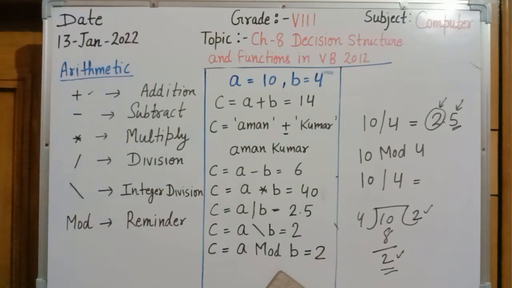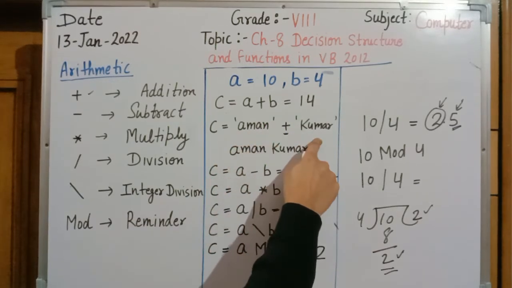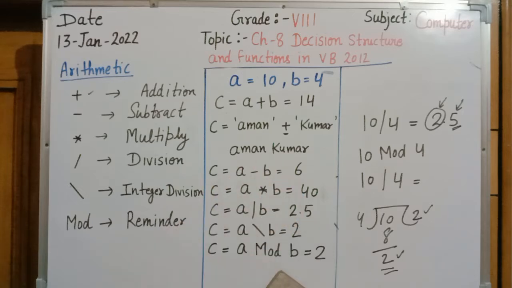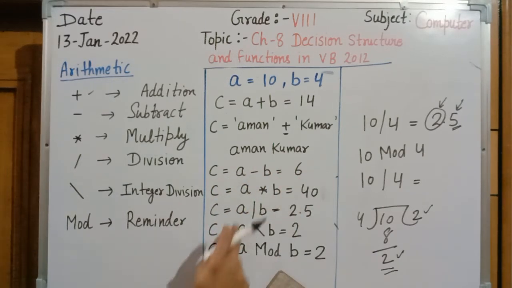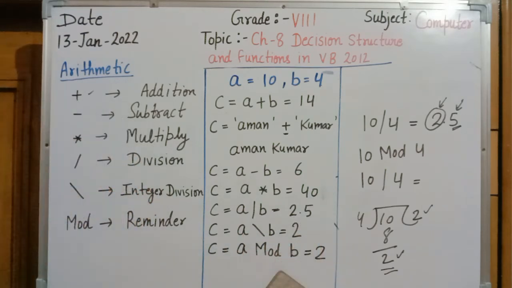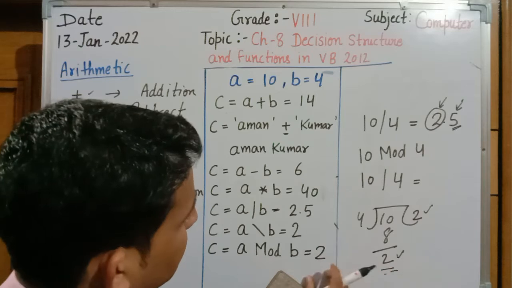I will revise again. A plus B is 14. If the A and B values are in alphabetic form, then it will use the concatenation operation. Then subtraction, multiply, divide, and integer divide. Integer divide will take only the integer value and leave the fractional part. And the last one is the mod operator, which will take the value of the remainder, what is remaining.